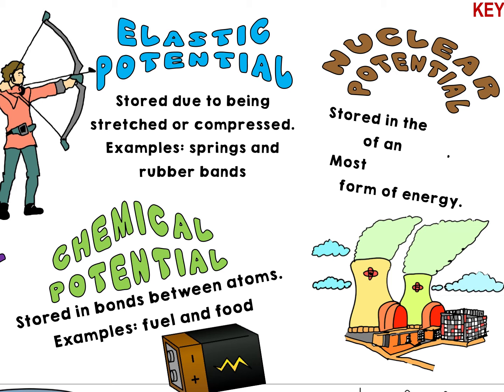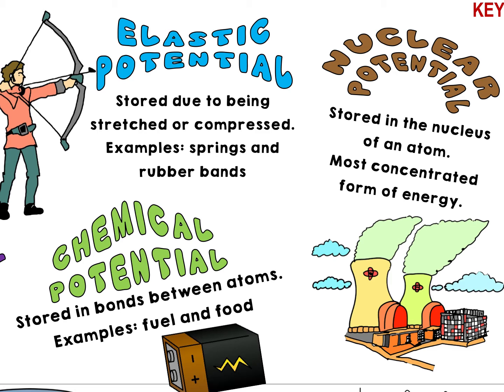Also, food has potential energy. So you eat food, and that gives you the energy to move, work, play, think, basically anything you need to do in your life. The final type is nuclear potential energy, which is stored in the nucleus of an atom.